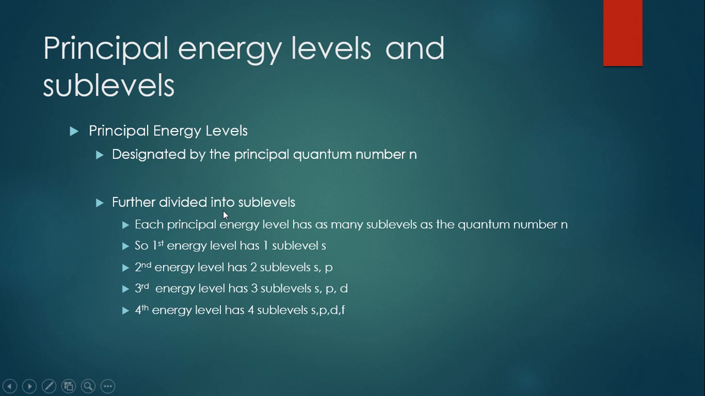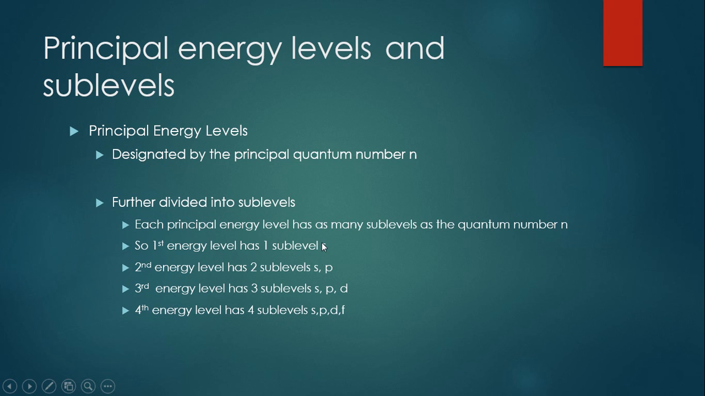Energy levels are further divided into sublevels. So each principal energy level has as many sublevels as the quantum number n. So the first energy level has 1 sublevel because the quantum number is 1. The second energy level has 2, the third has 3, the fourth energy level has 4.